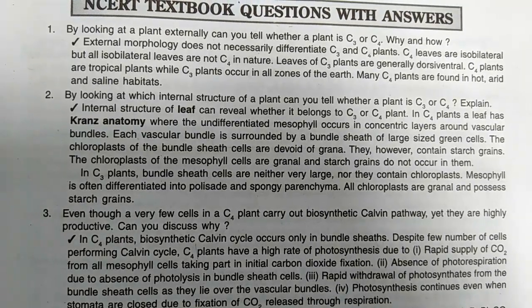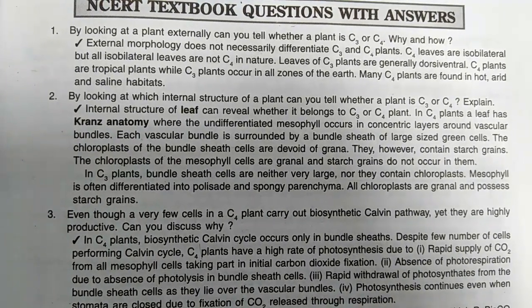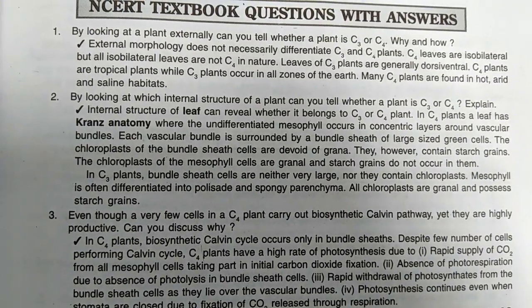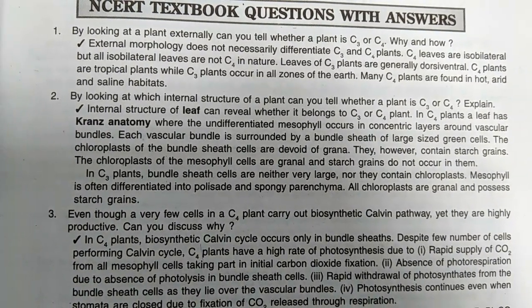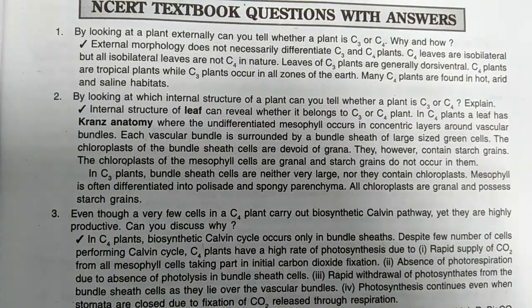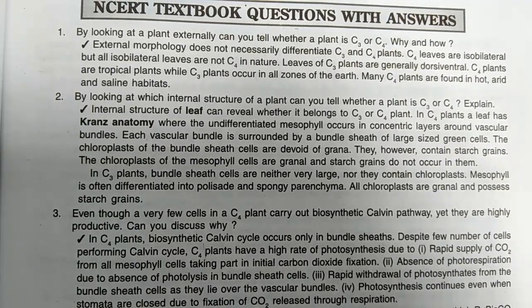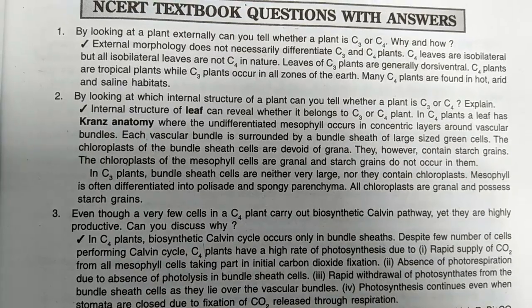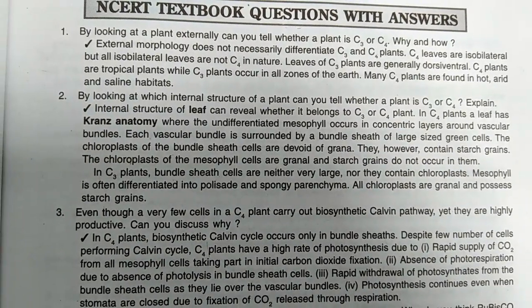C4 leaves are isobilateral, but all isobilateral leaves are not C4 in nature. Leaves of C3 plants are generally dorsiventral. C4 plants are tropical plants, while C3 plants occur in all zones of the earth. Many C4 plants are found in hot, arid, and saline habitat.